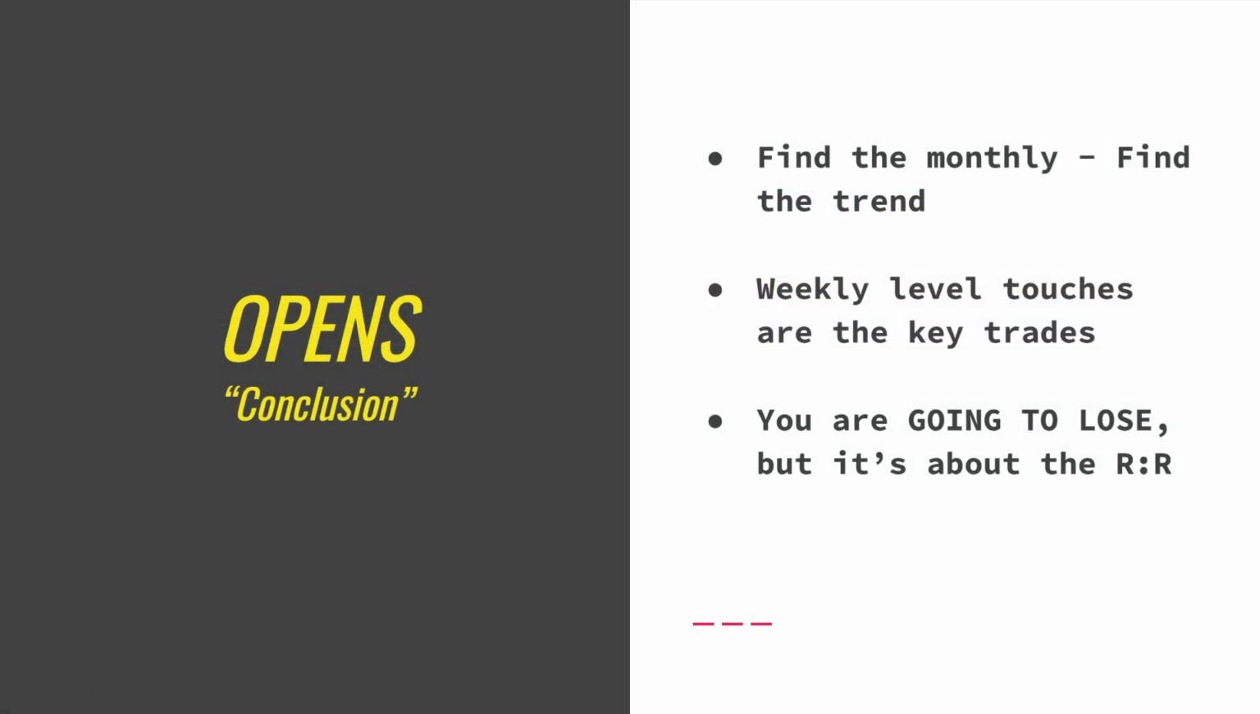In closing, the 3 main bullet points you need to be looking at is 1, you're going to find the monthly, you're going to find your trend. If you're above it, you're looking at a bullish type trade. If you're below it, you're looking at a bearish type trade, puts, calls, shorts, longs, whatever it may be. 2, you're looking for weekly level touches. They're the key for your trades, and that is what's going to be statistically the most profitable and get you those wins. Number 3, you are going to lose eventually, no matter what.